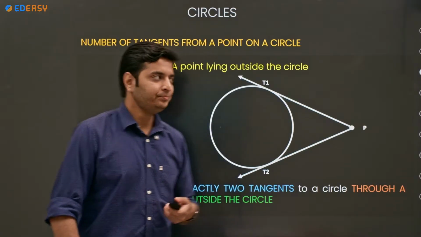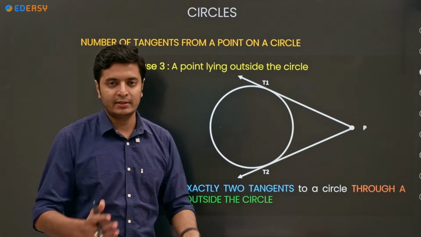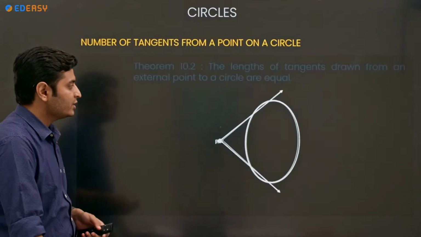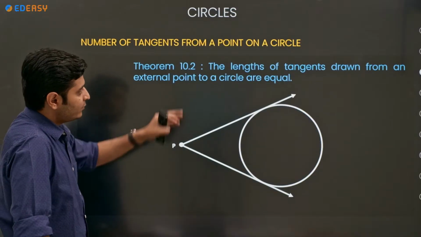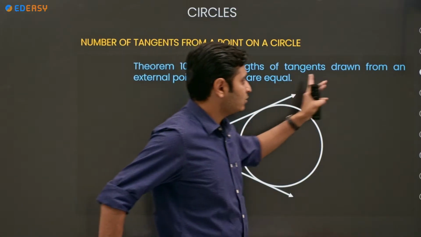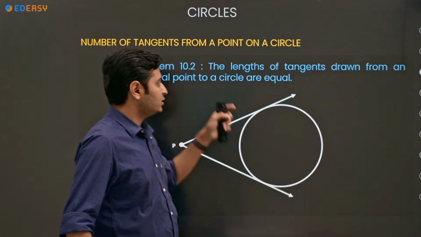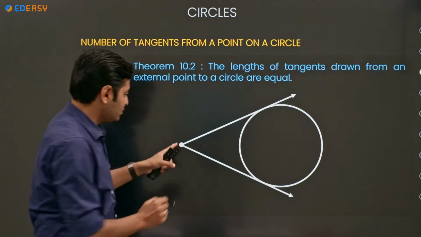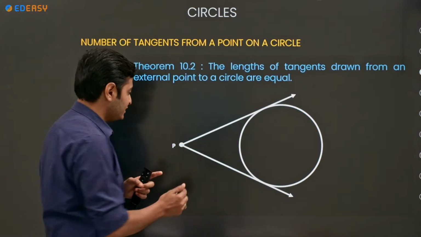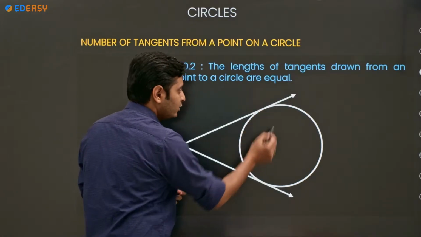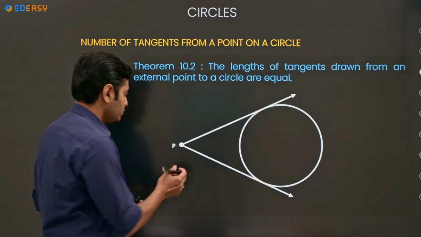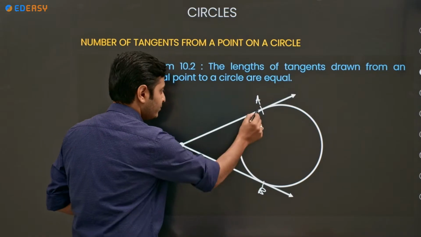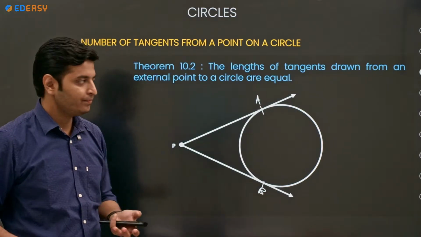That is possible. Now based on this, as I told you, there's one theorem, theorem 10.2. Let's talk about the statement first. Theorem 10.2 states that the lengths of tangents drawn from an external point to a circle are equal. So we are only talking about the length of the line from the point to the point of contact, this much. Suppose this is A and this is B, the points of contact, then PA and PB are equal.